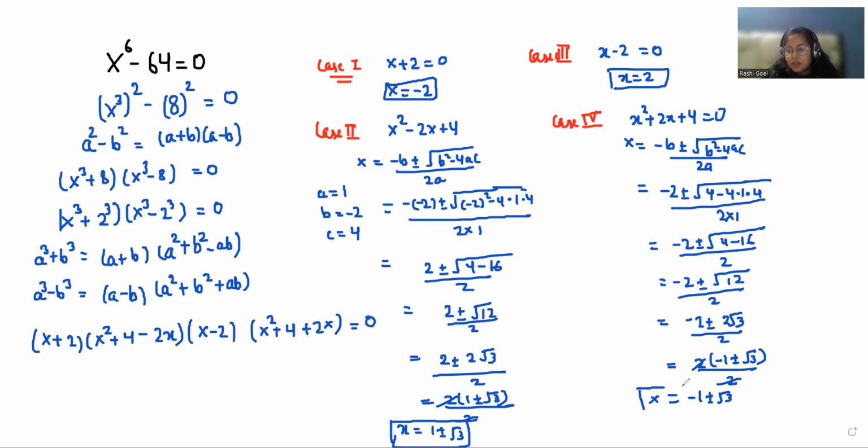So the values of x are minus 2, 1 plus root 3, 1 minus root 3, 2, minus 1 plus root 3, and minus 1 minus root 3. I hope it's clear and you find it useful.